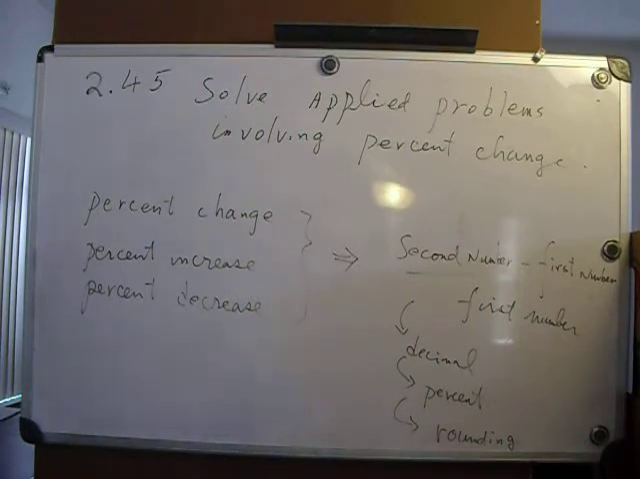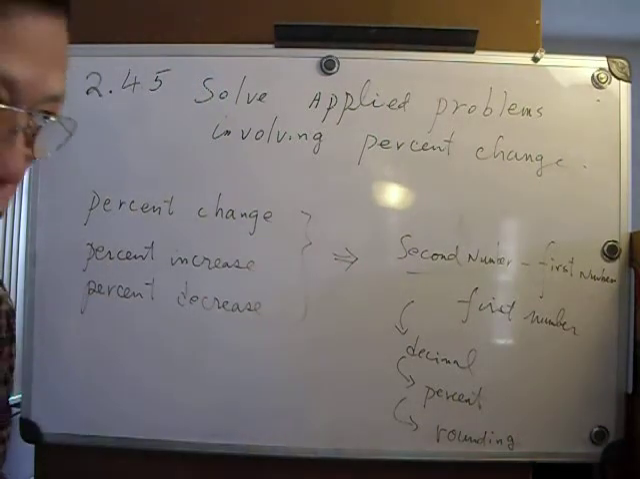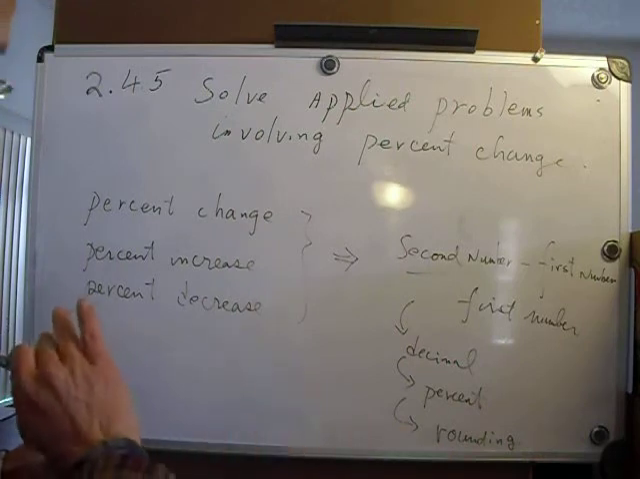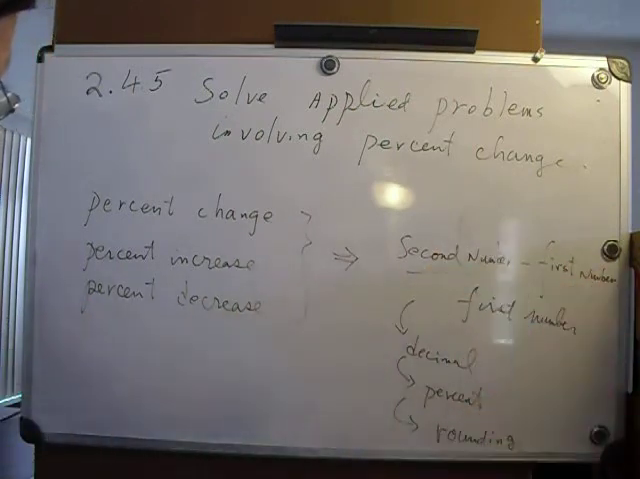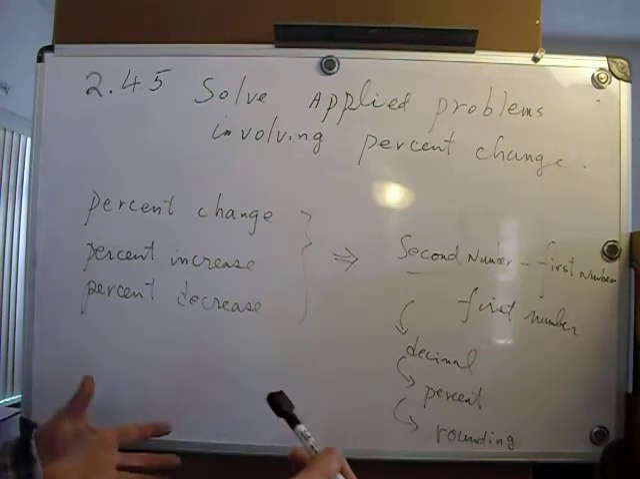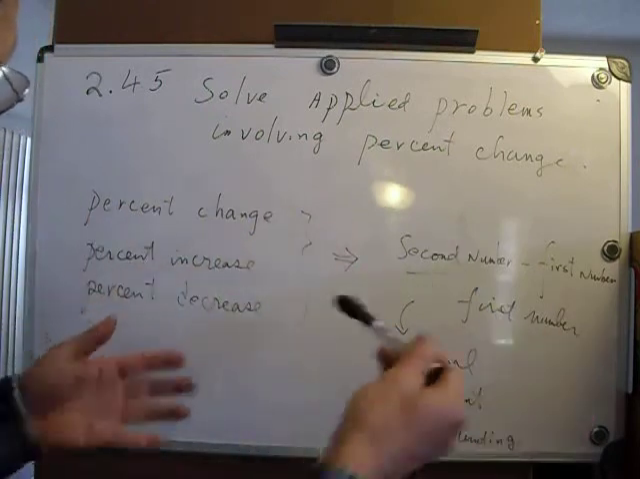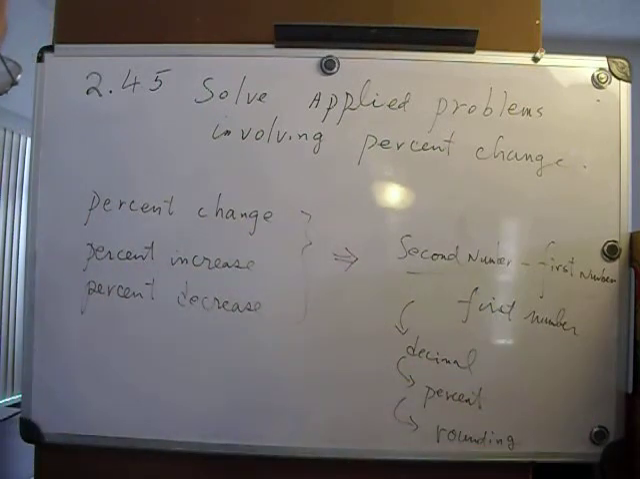In this last section, 2.45, which is important in our exam, I cover that. This is about applied problems involving percent change. Percent change is very universal, which means in every country on this earth, we always use the same thing. Otherwise, people are not going to communicate very well.